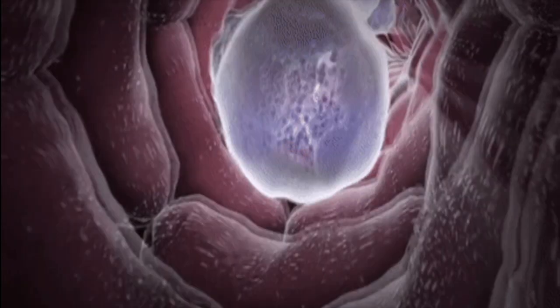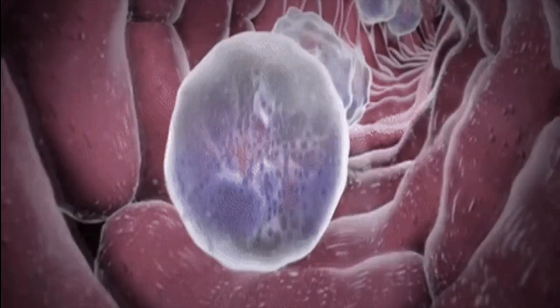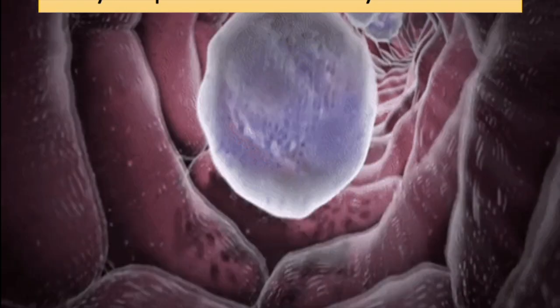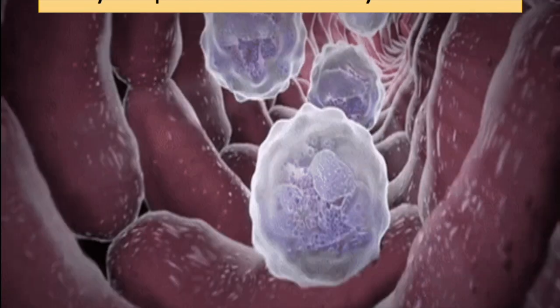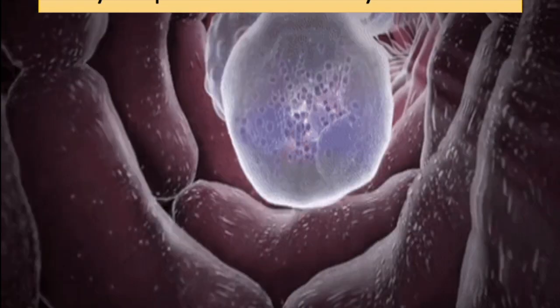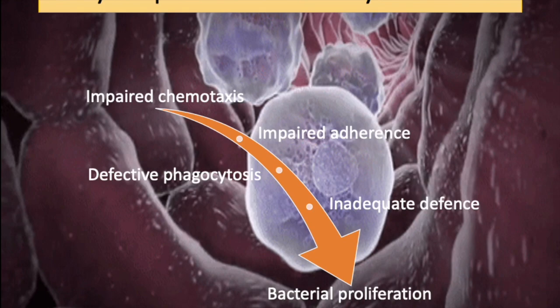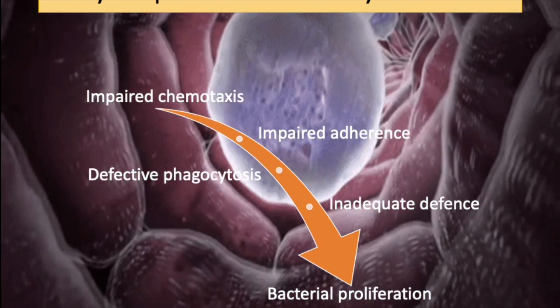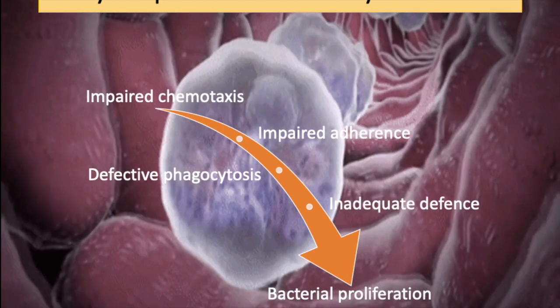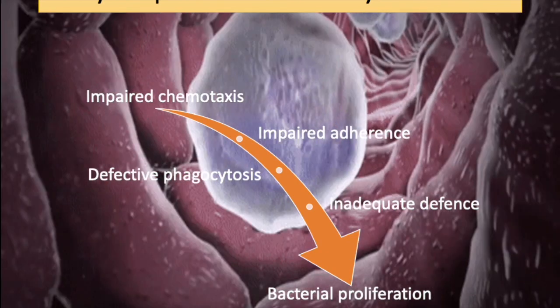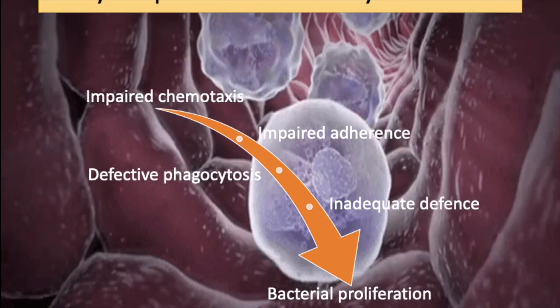The next mechanism is deficiency of polymorphonuclear leukocyte function. Diabetes patients are known to have PMN function deficiencies. This leads to impaired chemotaxis, defective phagocytosis, and impaired adherence. This defect of the polymorphonuclear neutrophils and monocytes leads to inadequate defense and thereby facilitates bacterial proliferation, leading to periodontal disease.